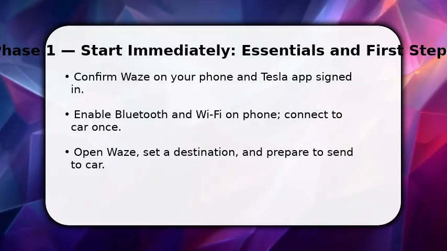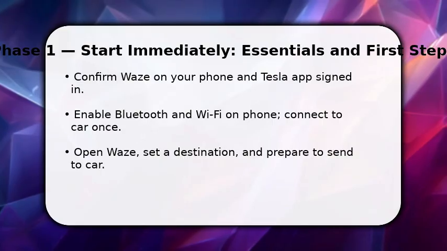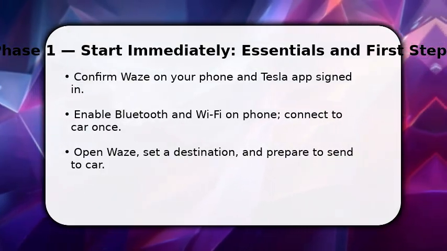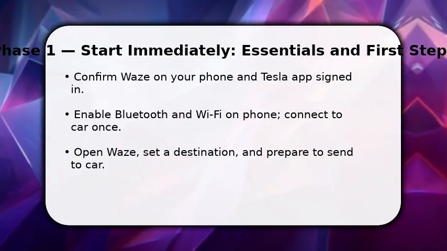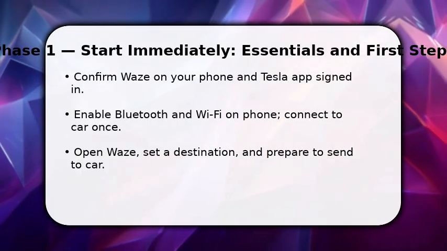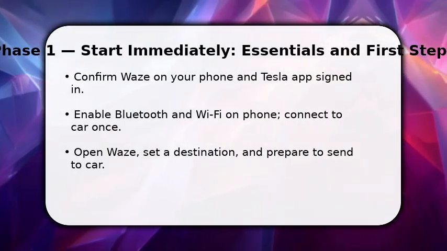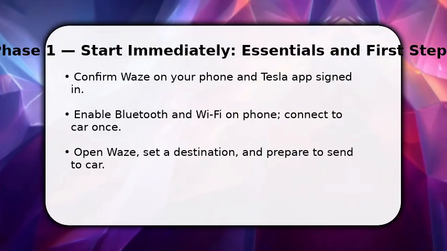You need Waze installed and your phone paired to the Model Y via Bluetooth. Once paired, open Waze and enter a destination so you start the handoff immediately. Make sure Tesla's touchscreen is unlocked and the phone shows as connected under Bluetooth. This is the communication channel.